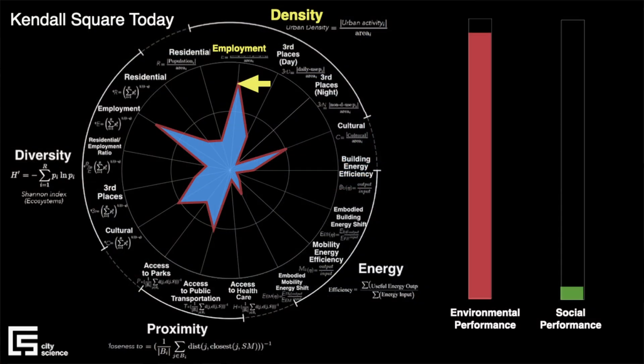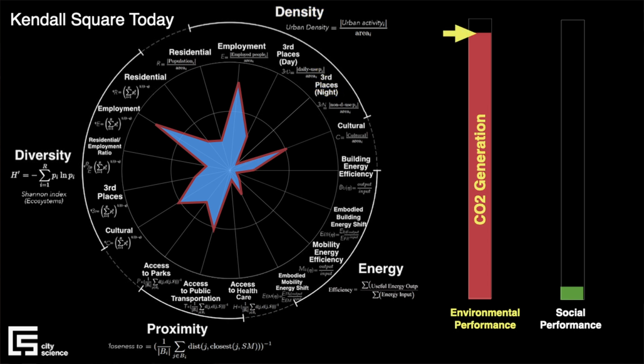So what we saw is that employment was kind of high in terms of density, but residential was super low. So that's the things that we were looking at in the radar. And also third places, where at night Kendall was, I think it's still kind of empty, but at that time it was even worse.